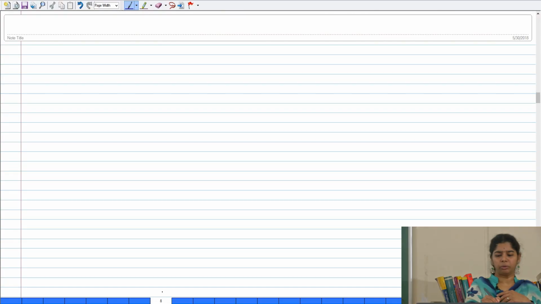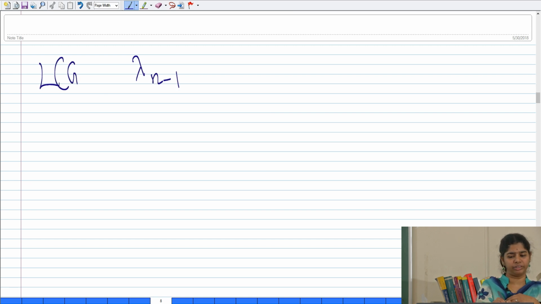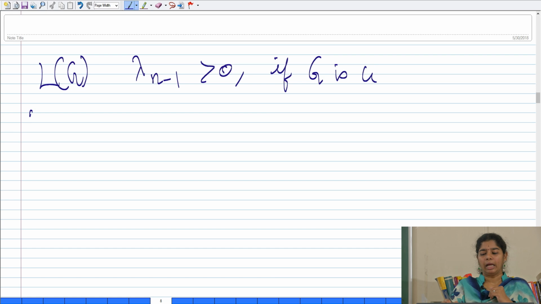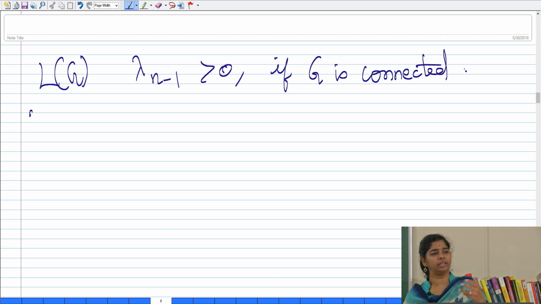And we know if our Laplacian matrix corresponds to a connected graph, then there will be exactly one 0 eigenvalue, right. So, what can we say about the second smallest eigenvalue? It is going to be positive, right. So, the second smallest eigenvalue lambda n minus 1 for any graph G, if G is connected, is going to be positive, right. This much we know.